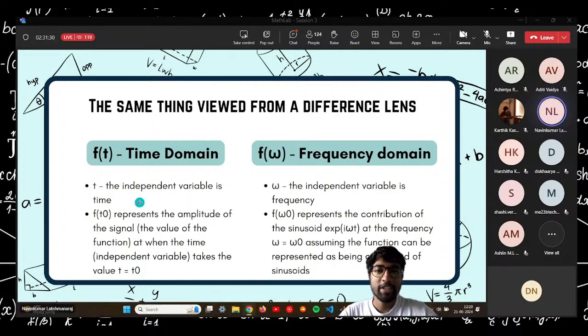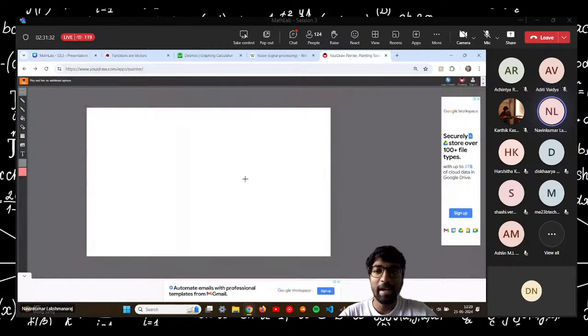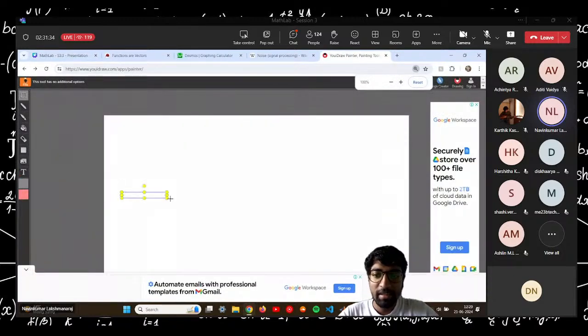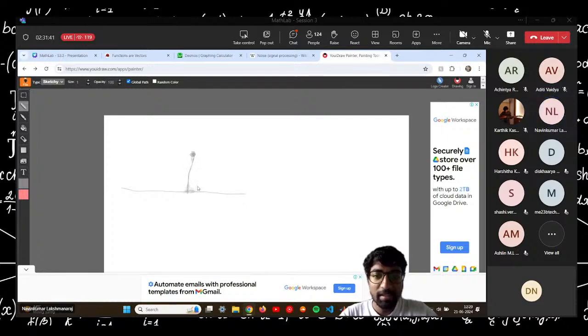So a way to visualize this is something that I'll attempt to draw here. You can think of the function as being composed of infinitely many tiny stems. So for example, let's say we have these two stems. When these two stems add together, what you get is something here and something here.